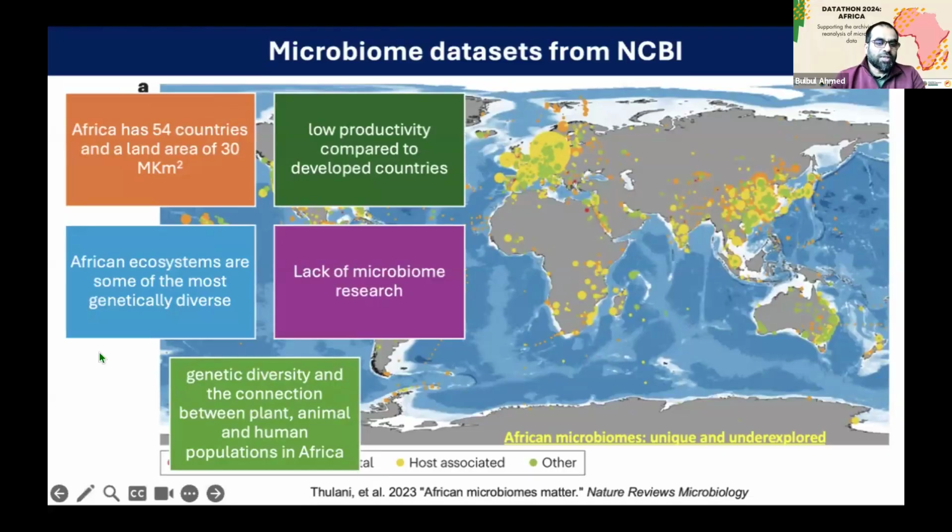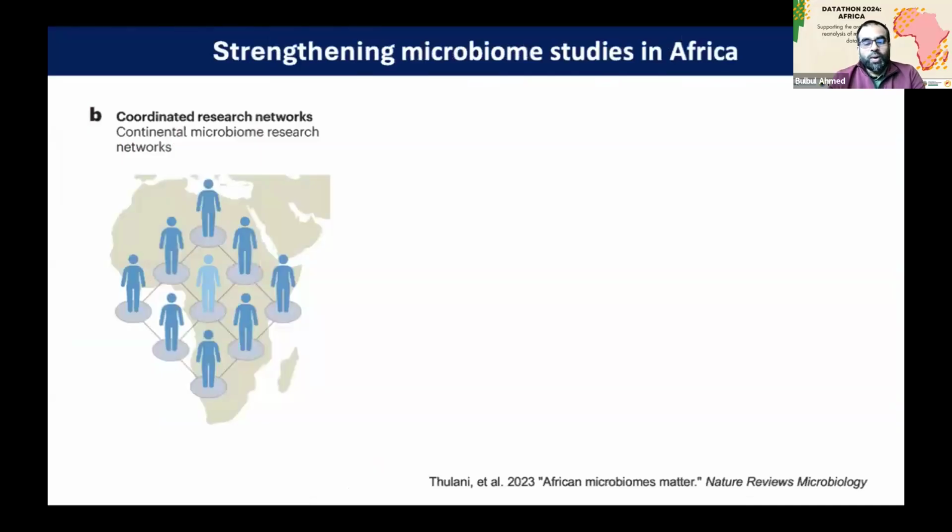But Africa's ecosystems are among the most genetically diverse ecosystems in the world. And there is also a huge diversity connecting plant, animal, and human populations all over Africa. But because of the lack of microbiome research, the data is not enriched much. They also say that the African microbiome is unique and quite unexplored. So what they propose, in terms of strengthening microbiome studies in Africa, is first to initiate a coordinated research network within the continent.